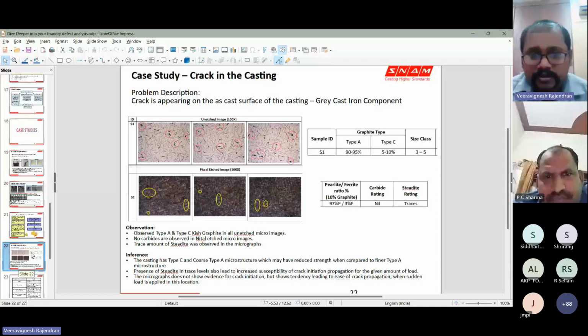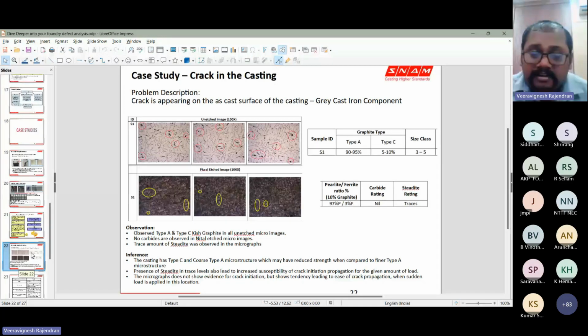The moment you do cut section analysis of a defect location, you see type C, and you say type C is the problem, reduce carbon equivalent. Or there is steadite, okay, reduce phosphorus. What if that is the property of the metal? What if you have arrived at a carbon equivalent such that the other part of the same casting does not get shrinkage? You would have arrived at this carbon equivalent for a particular reason. You would have been following the same carbon equivalent for years together.